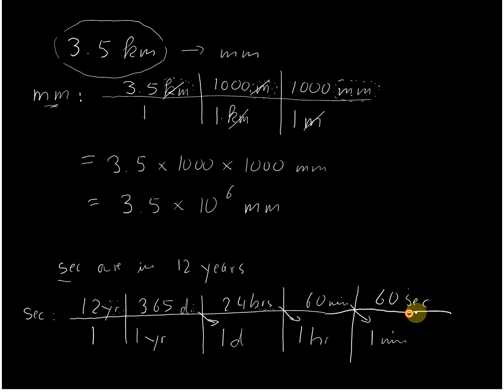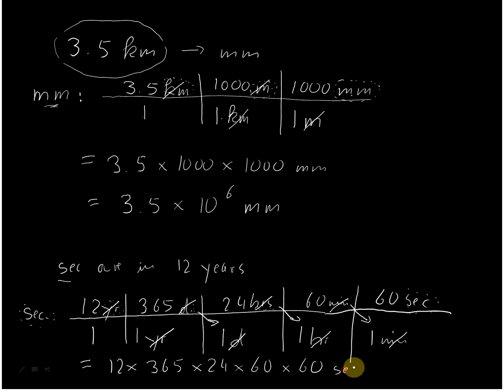Now we see that we've got the seconds here, and that is what we wanted to have here, so we can stop. And now we can cancel things. We can cancel our units. So the years cancel out, the days cancel out, hours cancel out, minutes cancel out, and all we've left is these seconds. So we can write equals 12 times 365 times 24 times 60 times 60 seconds. And I leave it up to you to calculate that.